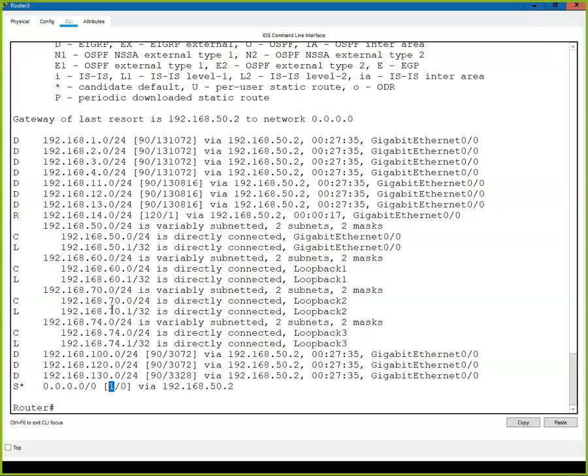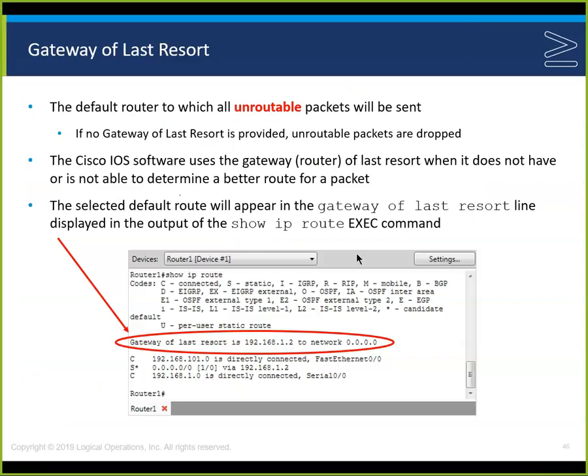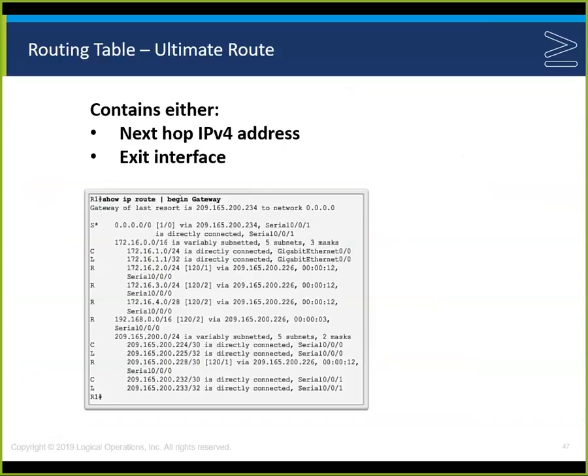It'll look for a route first, and again the static routes' administrative distance is 1. The cost of it is going to be 0, but it will look for other routing protocols before it looks for the gateway of last resort, the static with the star attached. So it contains either the next hop IP address or the exit interface, the ultimate routes. Ultimate routes are obviously the ones that we want to go to.